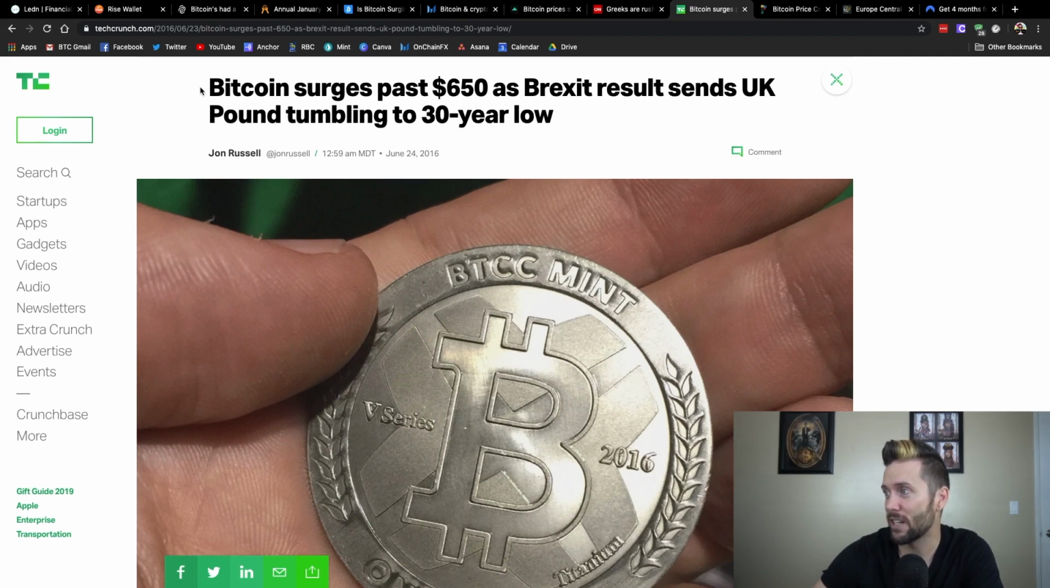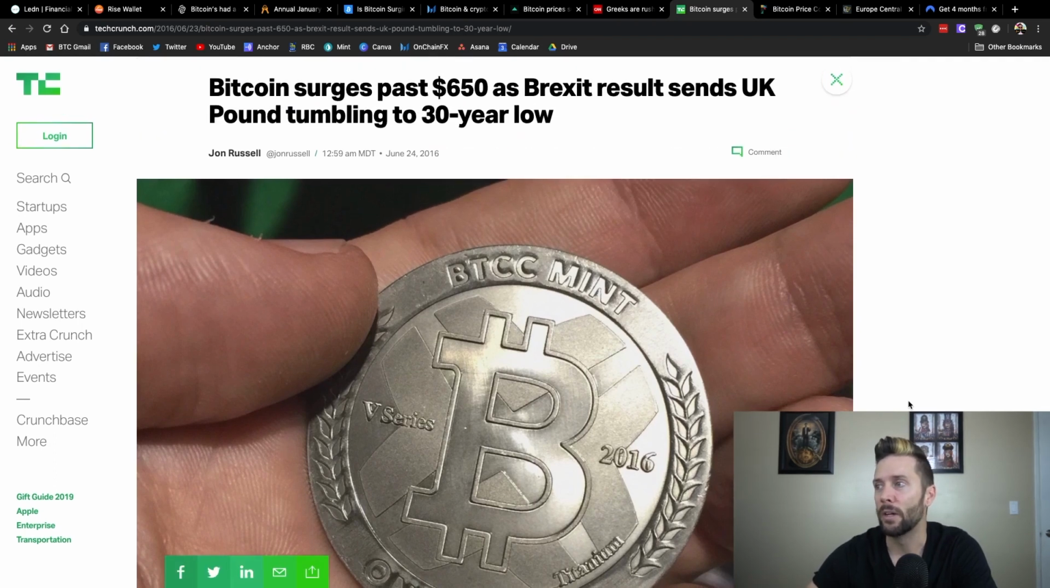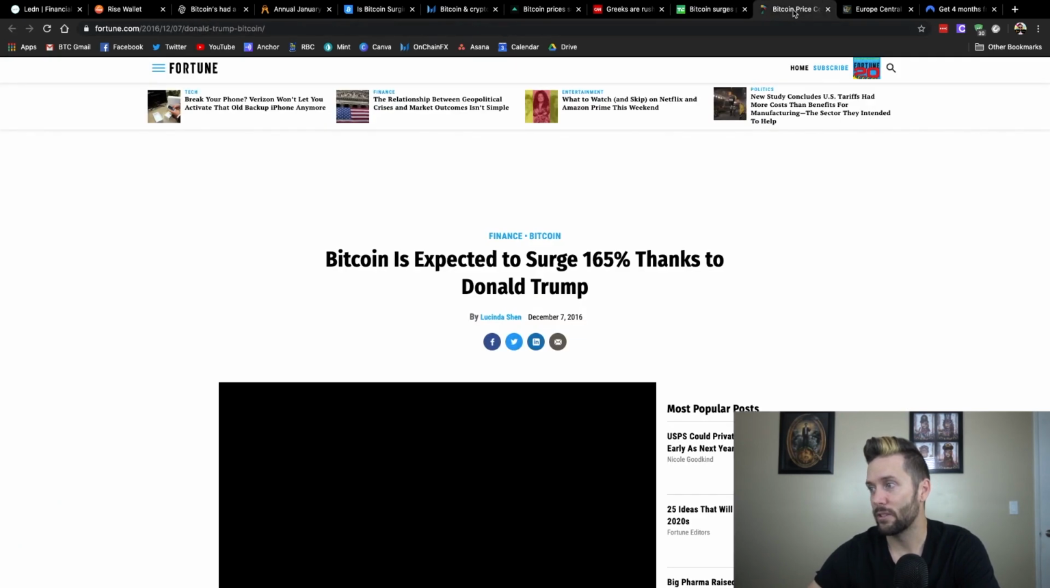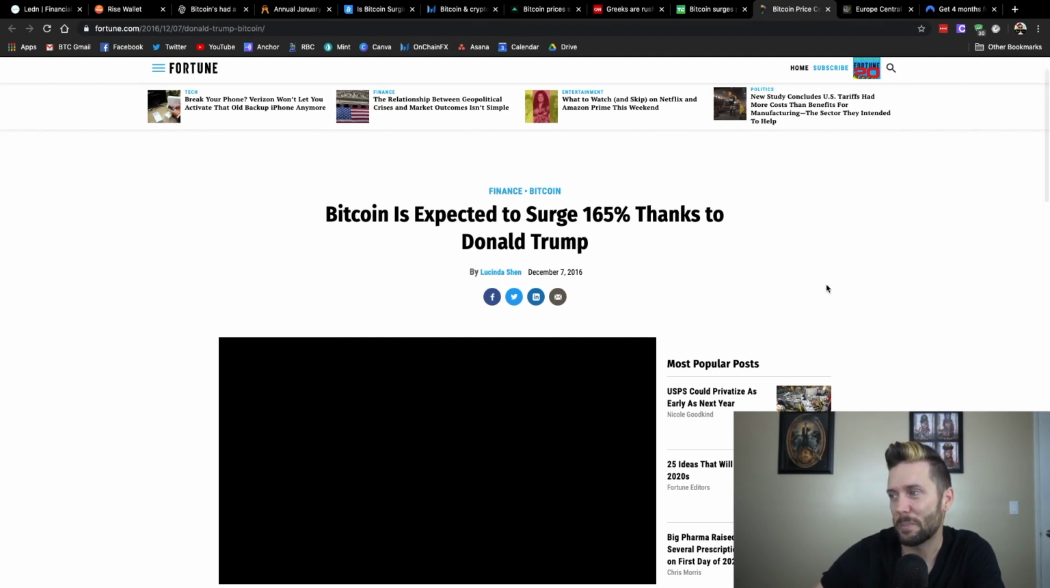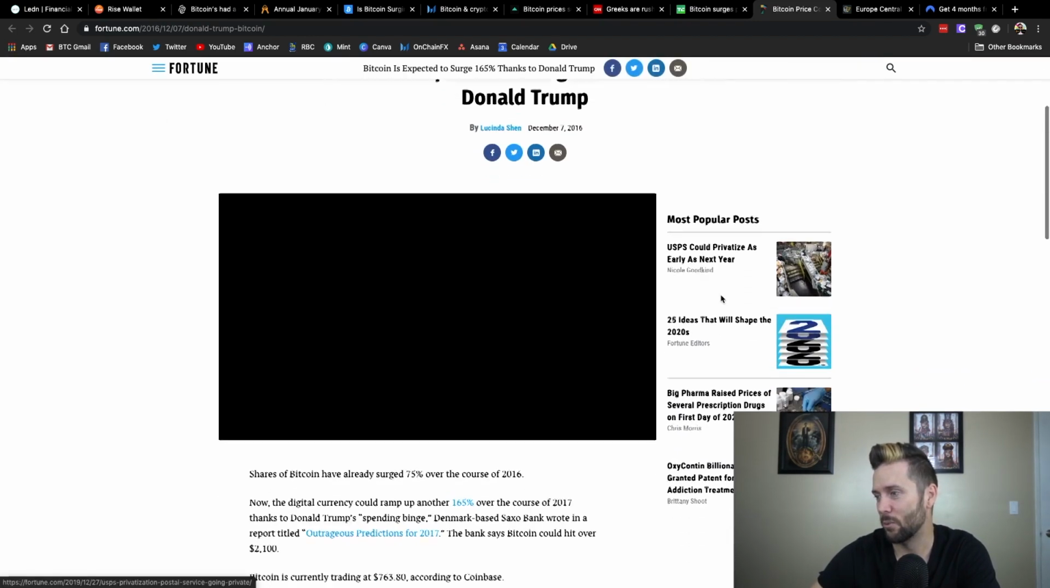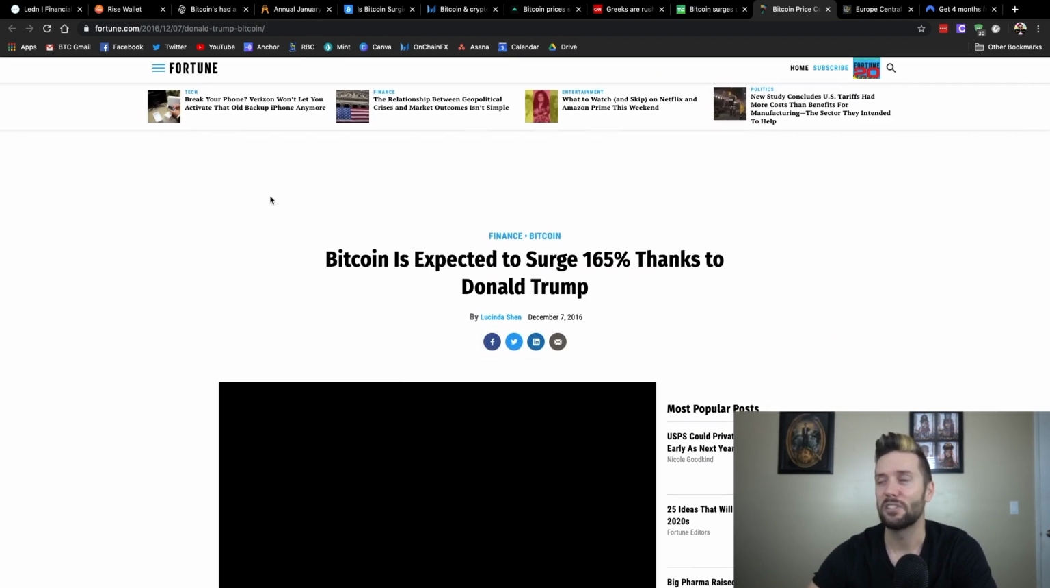Funny to say that now. As Brexit result sends UK pound tumbling to a 30-year low. So this article was drawing the conclusion or alluding to the fact that Bitcoin price was directly affected by the pro-Brexit vote that happened in 2016. And even furthermore to this, you see on December 7th, 2016 in Fortune, "Bitcoin is expected to surge 165% thanks to Donald Trump." And this had to do with his election in 2016 as the president of the United States and the speculation as to what would happen as he took office.